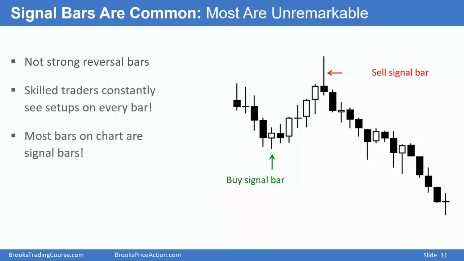A good, experienced trader is going to see setups on every bar, and therefore every bar on the chart is signaling something. You don't have to trade on every bar of the chart, but every bar is telling you something, and a scalper will take lots of trades. You might buy this close, buy that close, buy this close. Every bar is signaling a buy. And the opposite is true here.